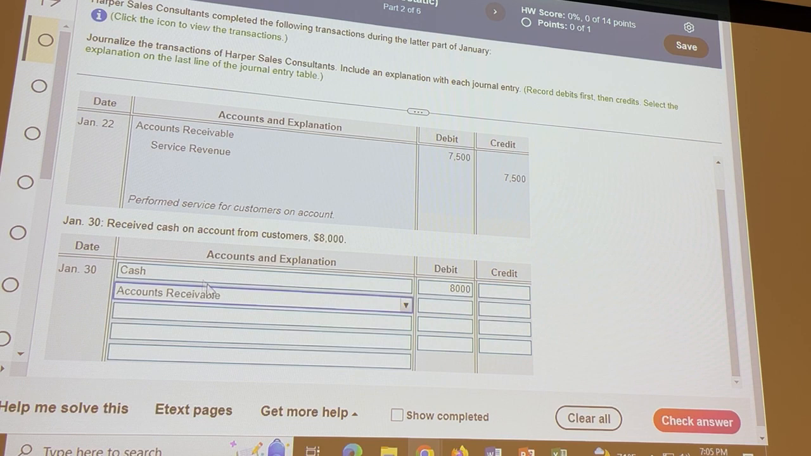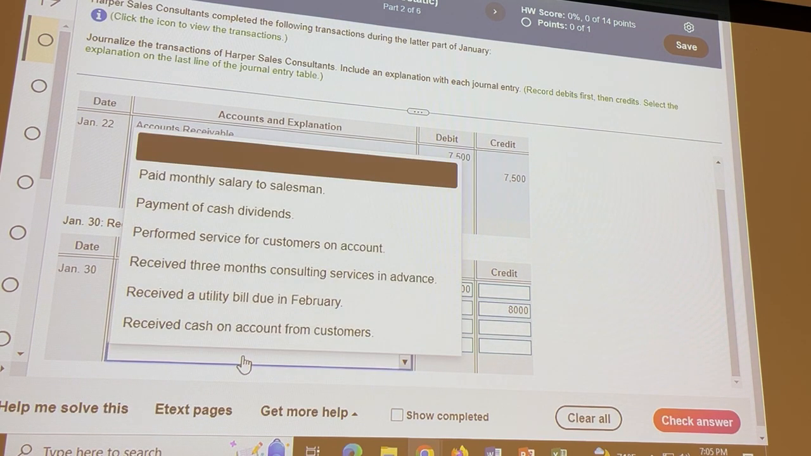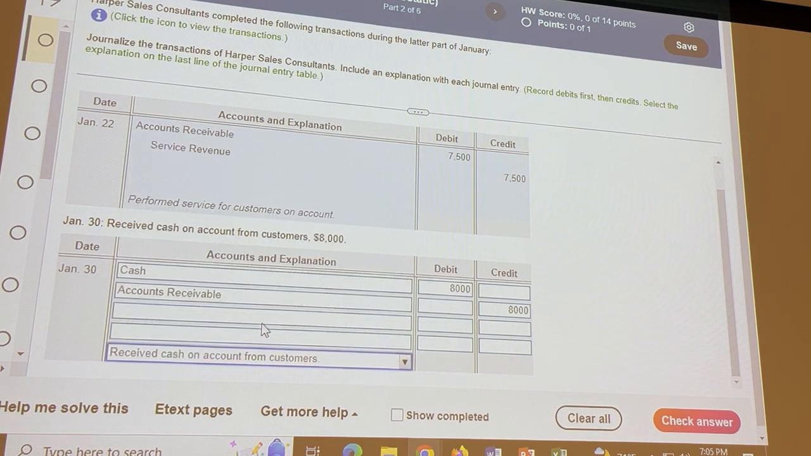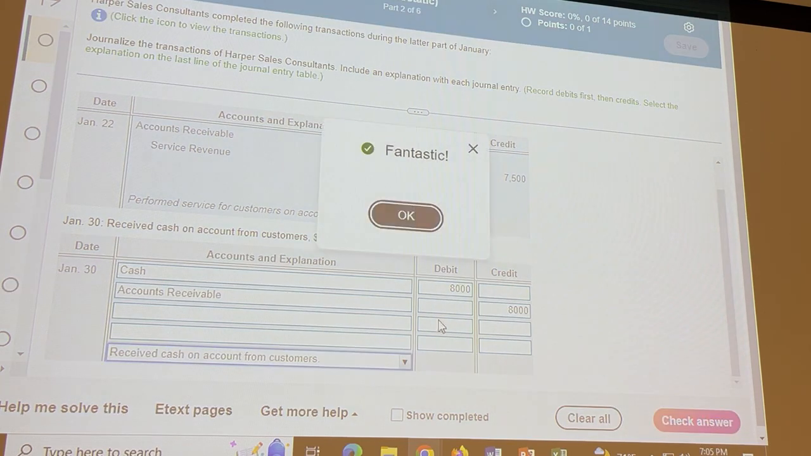They're making the assumption that, well, we've already recorded previously the service revenue for this. Now they're paying off their accounts receivable. So accounts receivable is an asset. It goes down with a credit. And at the bottom, received cash on account from customers.